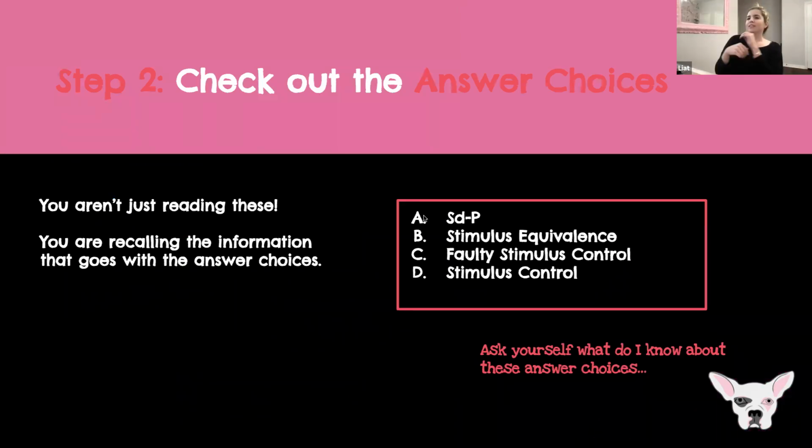Okay. So check out the answer choices. So now that we've gone through the final part of the question, we're going to check out the answer choices that you have available. We're not just reading these, we're recalling information we know about each answer choice. So don't worry, we have not given you a question yet. Let's say you see these answer choices, right? And I say, okay, answer choice A.